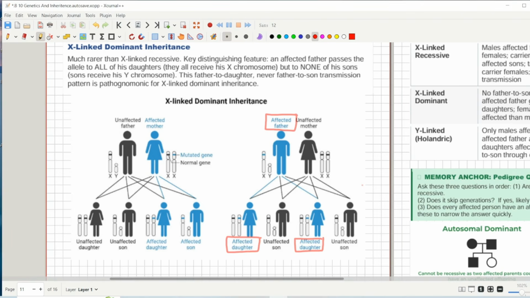And if there is an affected mother, then that is the only chance that you can have an affected son, because a son gets the X chromosome from the mother, and you will have one single affected daughter. So that's how X-linked dominant inheritance actually works. So that was all about X-linked recessive and X-linked dominant traits.